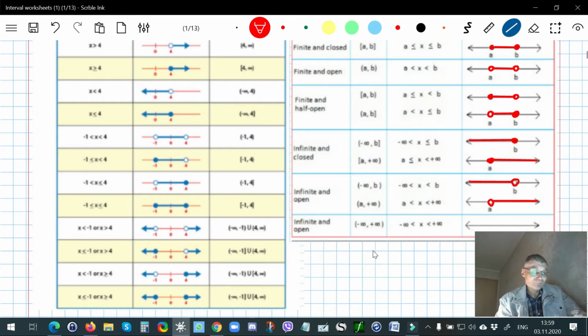And in the second case, we start with A, but we don't include A. X can't be A. X can be anything a little bit greater than A. And then it can be significantly greater than A, because it goes to positive infinity.